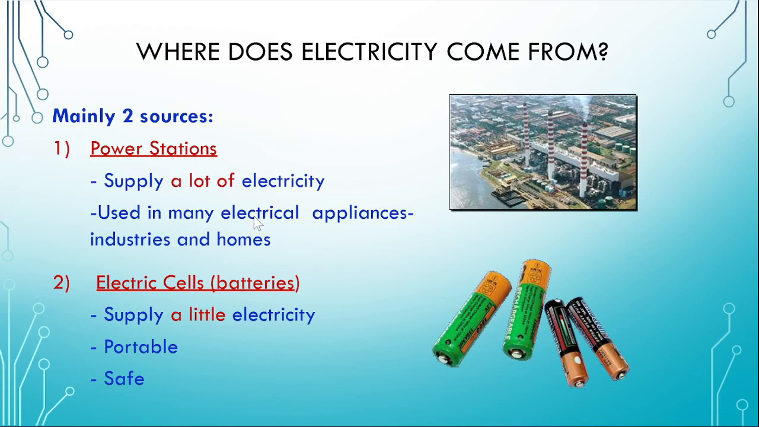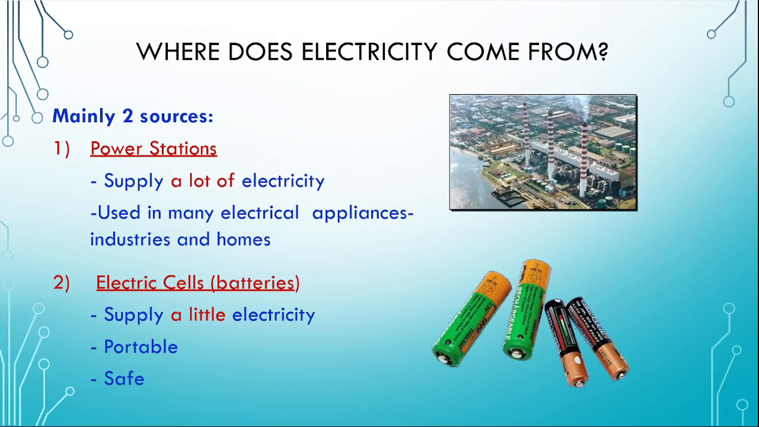That is the power stations, which supply a lot of electricity, because electricity is generated in these power stations by various means. From the power stations, electricity can be transported using cables, and it can be used in electric appliances in industries as well as homes.